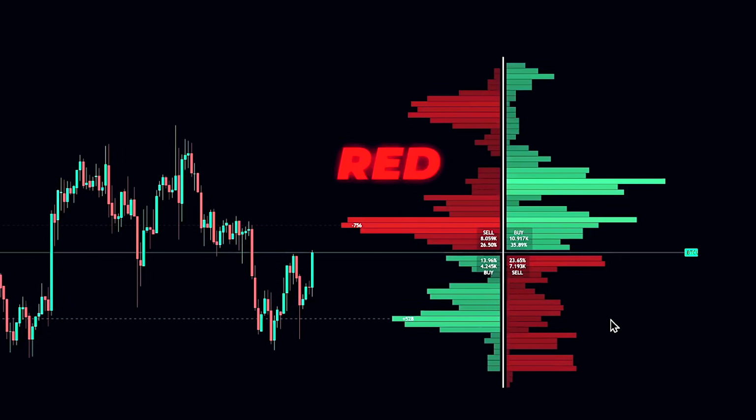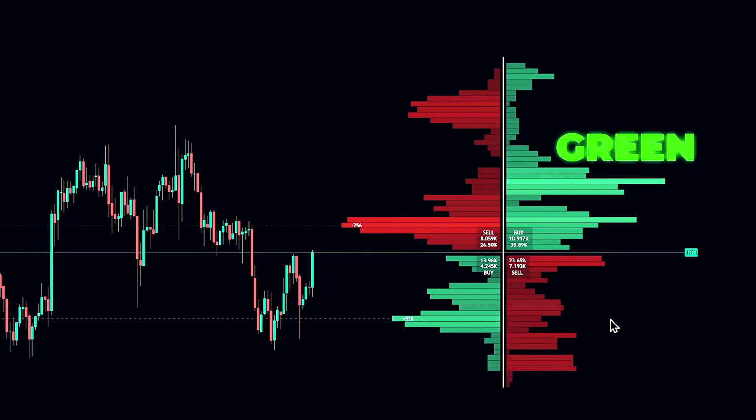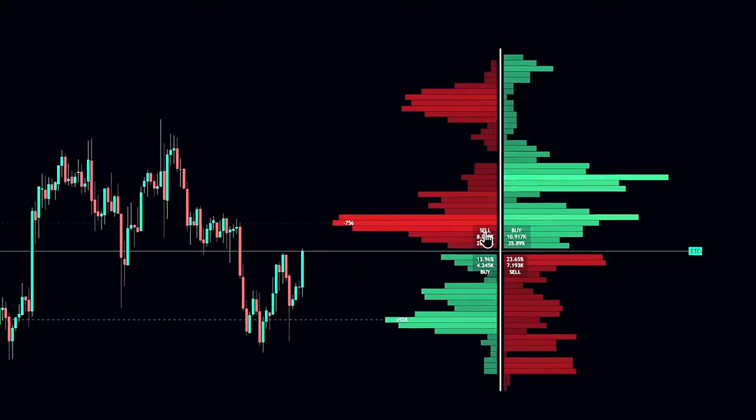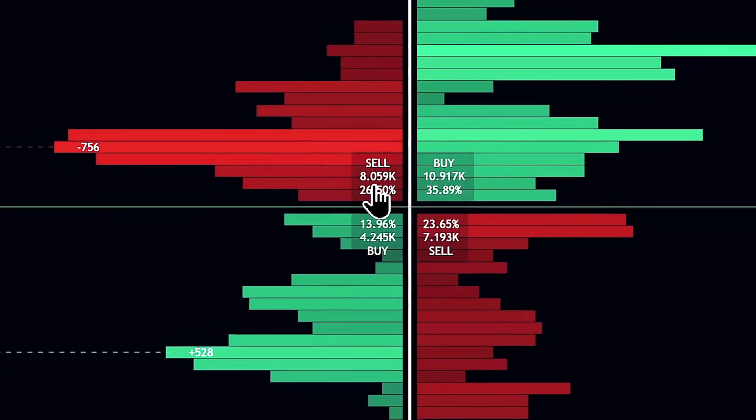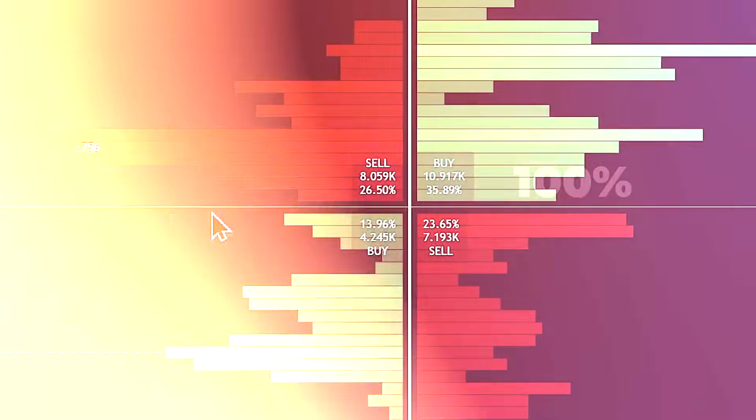Red indicates selling volume, and guess what? Green indicates buying volume. These labels also display the total volume within each quadrant along with its percentage of overall trading activity. When you add all 4 percentages together, you get 100%. This is important because as traders, we want our setups to form in areas with the highest market interest.